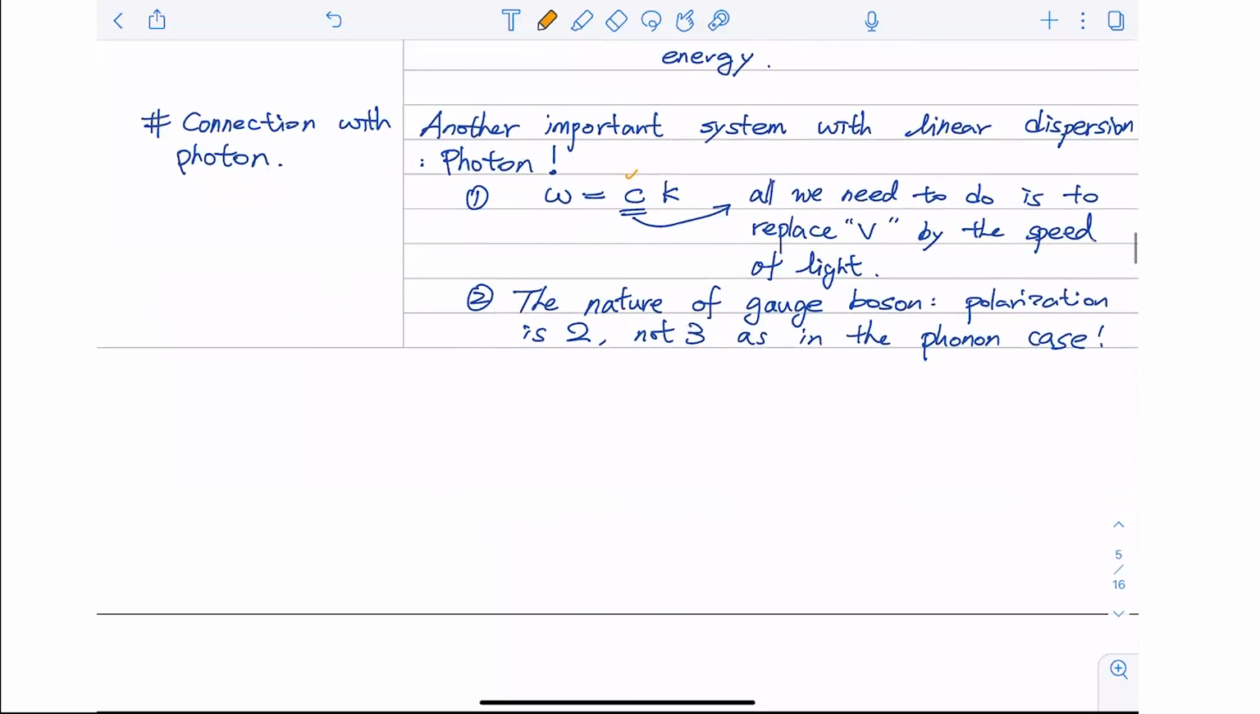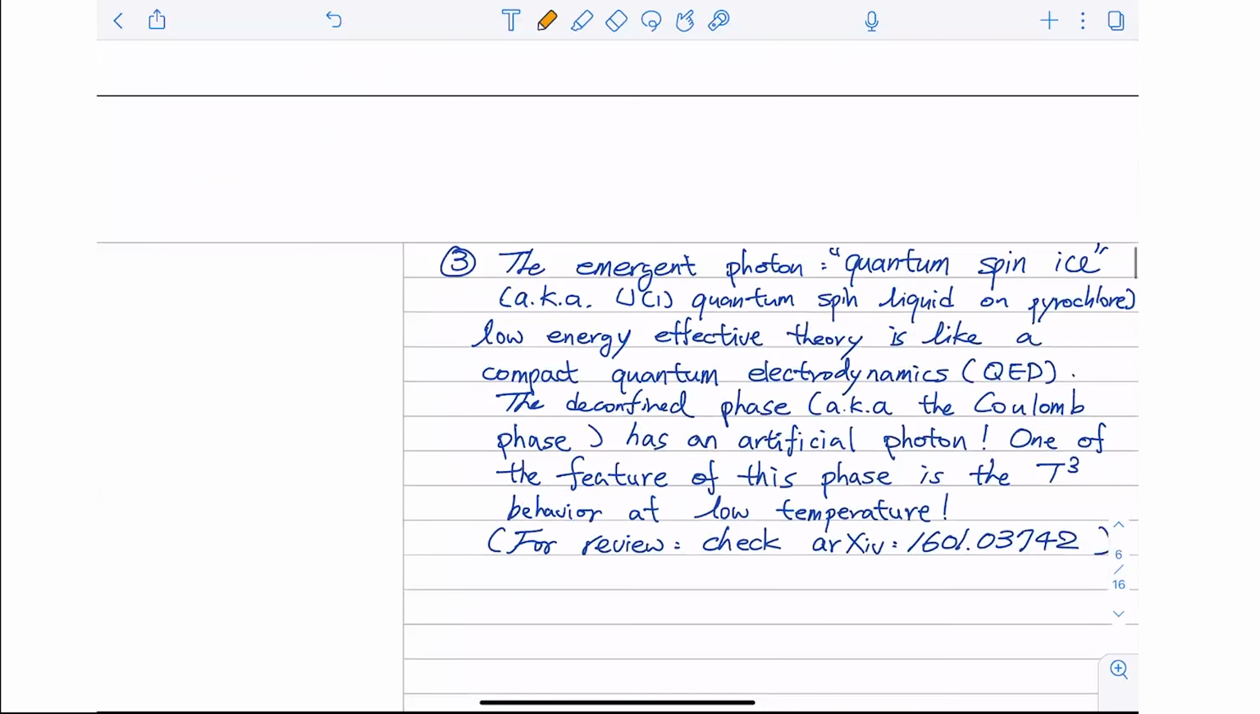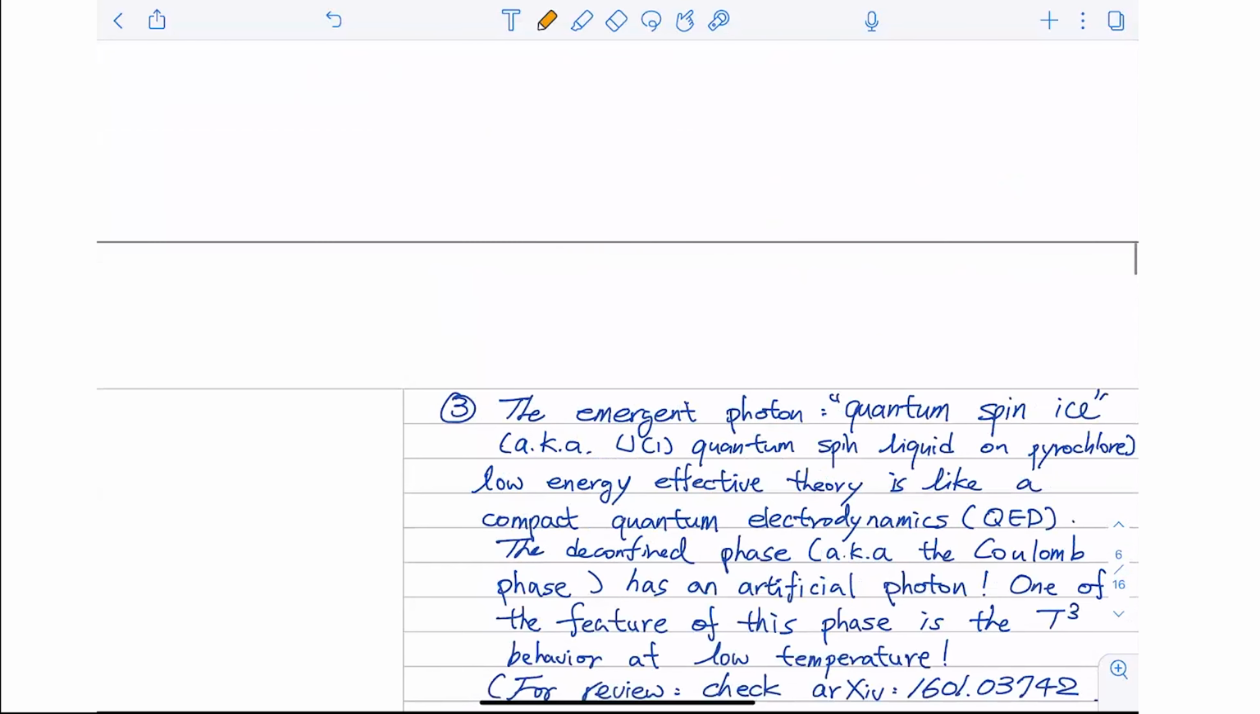And also, there's another important difference between the photon and phonon. Basically, phonon is described by oscillation of matter field, and photon itself is actually gauge degrees of freedom, which means that the polarization is much more constrained. It turns out that the polarization of photon is only 2, not 3. But in the phonon case, the polarization is 3 because you can oscillate in 3 different directions, X and Y and Z. Okay, so that's the little remark that I want to say.